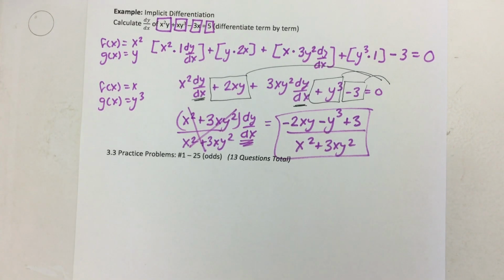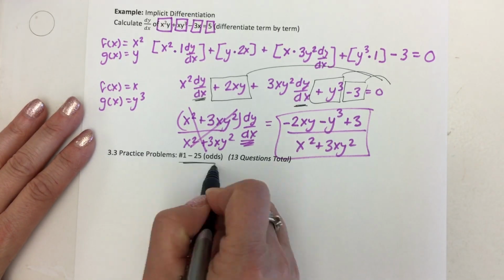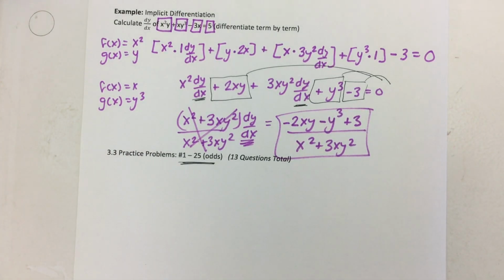That is 3.3. I hope you enjoyed learning about finding the derivative of non-functions, meaning that the graphs do not pass the vertical line test. The cool thing is you can now find the derivatives when you have both x's and y's. There are 13 questions that I think are pretty helpful when you're looking at this concept. It's 1 to 25 odds in the textbook, and I will check you later.